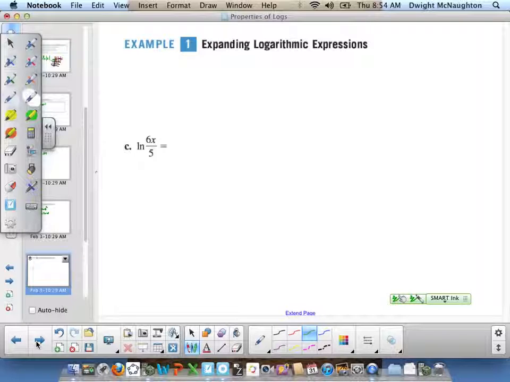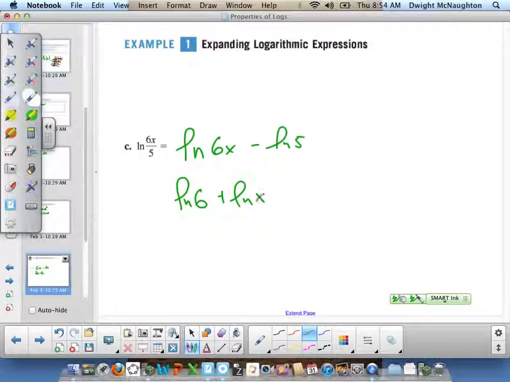Here, it's a division. So we can split that to subtraction, natural log of 6x minus natural log of 5. Now, 6x, that's multiplication. So we can split that, the natural log of 6, plus the natural log of x, minus the natural log of 5. And if you saw that right away, you could have gone straight to there instead of doing it in 2 steps.